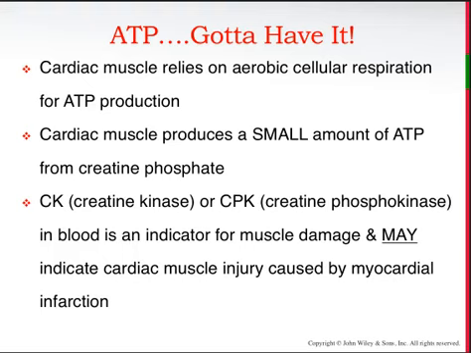Remember that cardiac muscle itself is able to produce a very small amount of ATP from creatine phosphate. Creatine kinase, CK, or creatine phosphokinase, CPK, in the blood is an indicator of muscle damage. So when we look at blood chemistries and we see an elevated CK, or depending upon the lab, a CPK, we may have an indication of cardiac muscle injury.